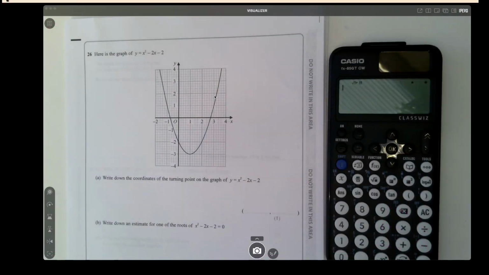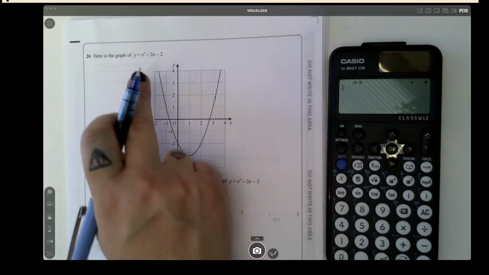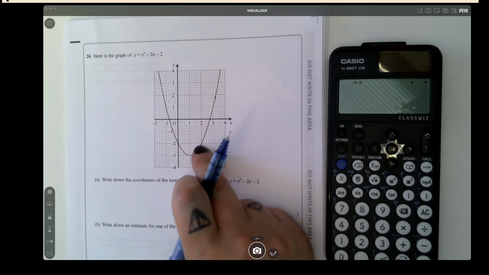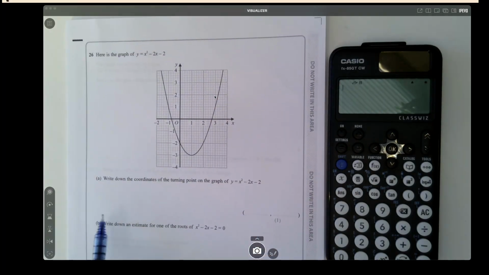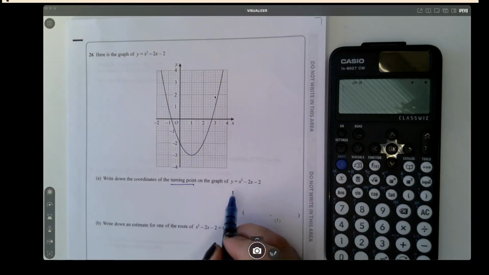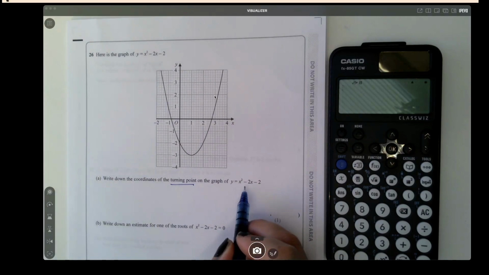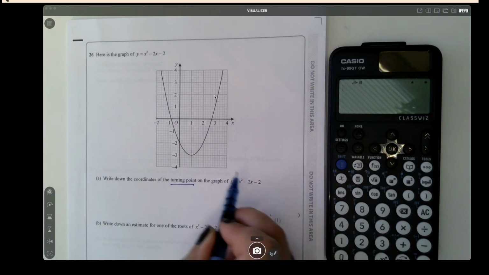Question 26. Here is a graph of y equals x squared, subtract 2x, subtract 2. So this is a quadratic graph. It's a positive x squared, so we've got this U shape here. Part A, write down the coordinates of the turning point of the graph y equals x squared, subtract 2x, subtract 2.